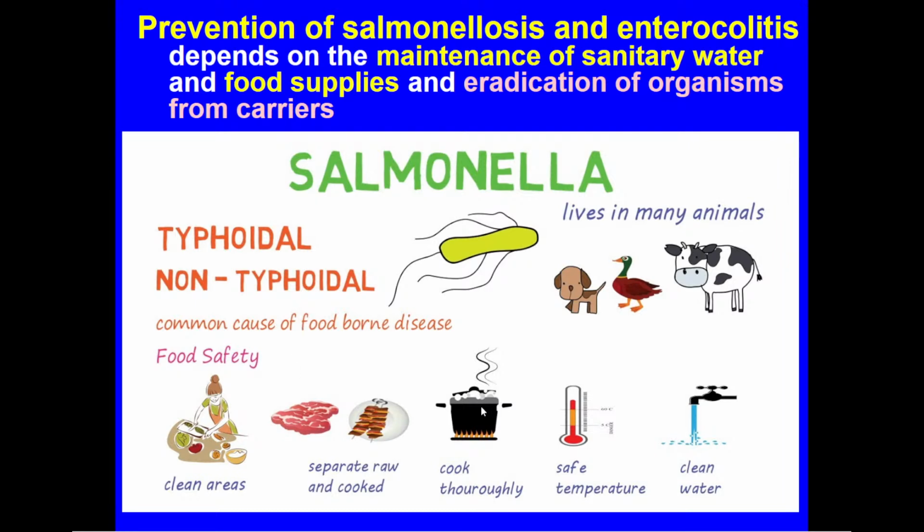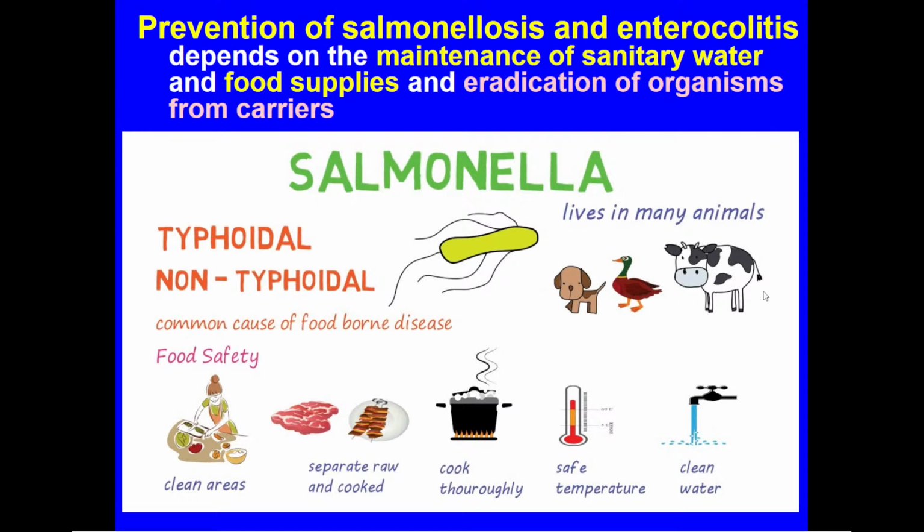So then, typhoidal can be transmitted mainly through contaminated water, and if this water contaminates food, vegetables or fruits or whatever, and if the food is contaminated during the cooking and is not cooked properly.